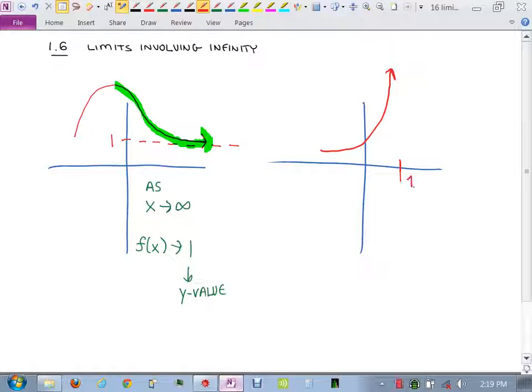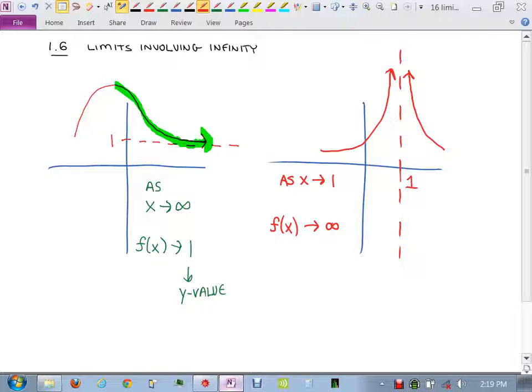Compare that to this function. Let's say that's the number 1 there. I think I'll draw the function on the other side also, like that. On the graph on the right side, as x goes to 1, where does the function go to? The function goes to infinity. Those are completely different concepts, aren't they?